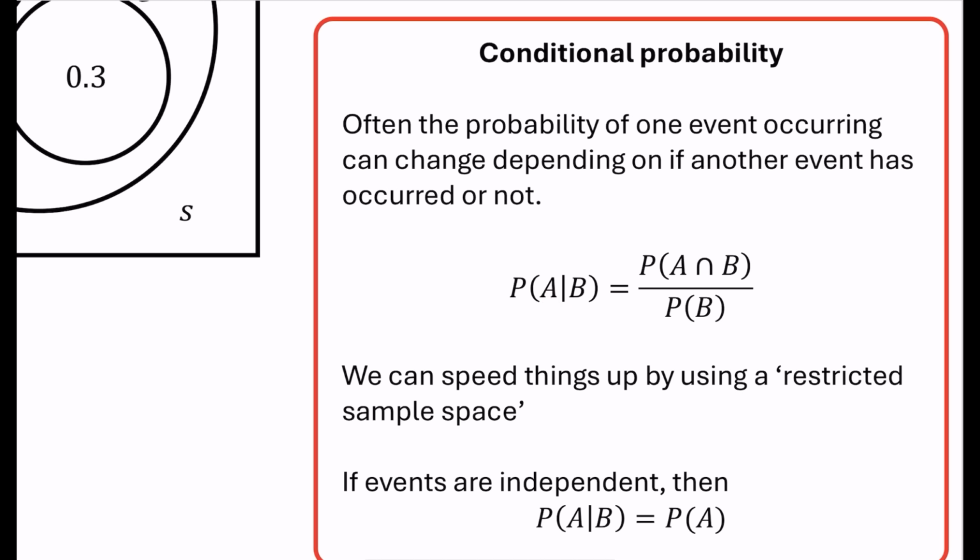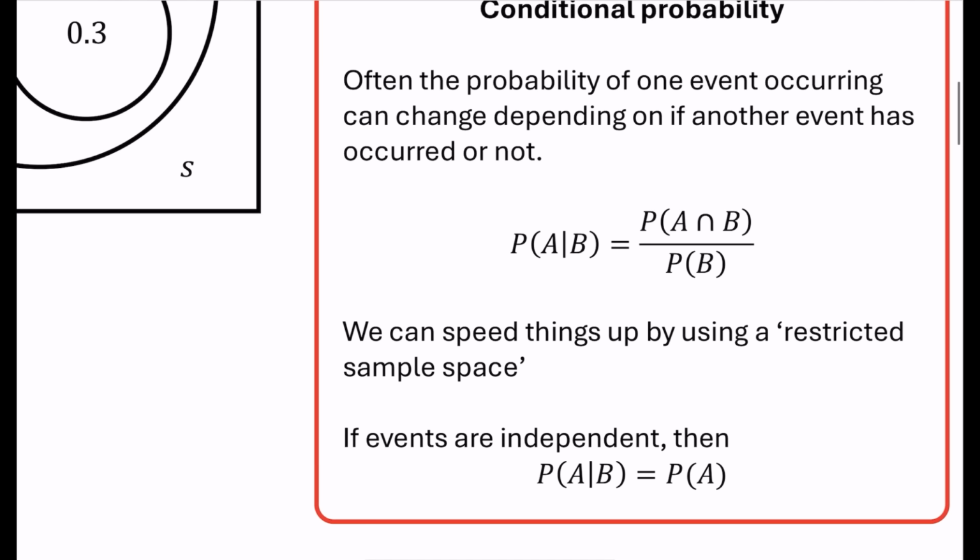And the way you find this, there is a version of this formula in the formula book. It's got the probability of B multiplied up here, and I think the letters are the other way around, but it's quite easy to remember this formula because the numerator is the probability that they both occur, and the denominator is the probability of the second letter that we have there. We can sometimes speed this up rather than using this formula by using something called a restricted sample space. Again, I will do this in one of the questions, and it will make a lot more sense when we have a look at it.